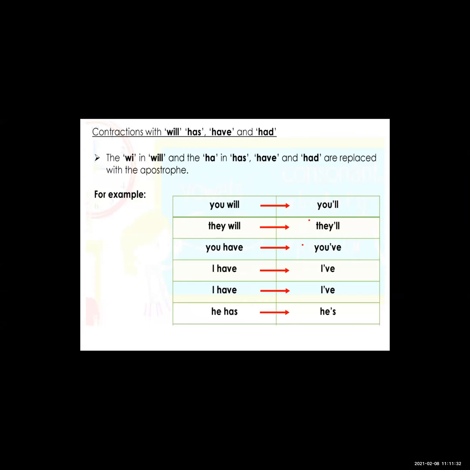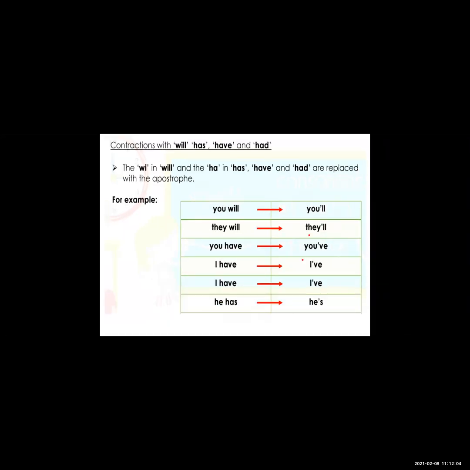Now the next one is contractions with will, has, have, and had. The WI in will and the HA in has, have and had are replaced with the apostrophe. So what is the next rule? The WI in will, and the HA in have, has and had are replaced with the apostrophe. Let us see the examples over here.